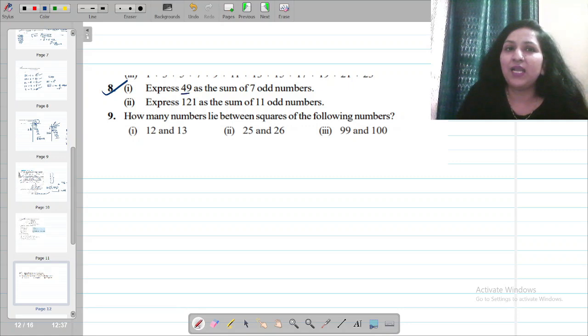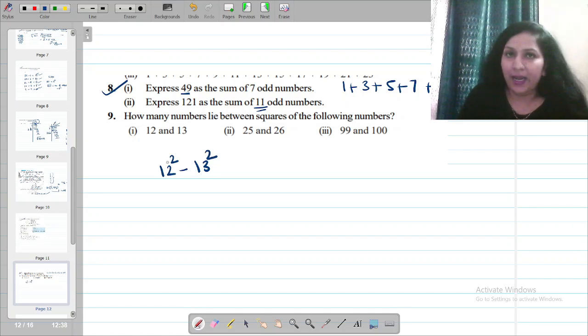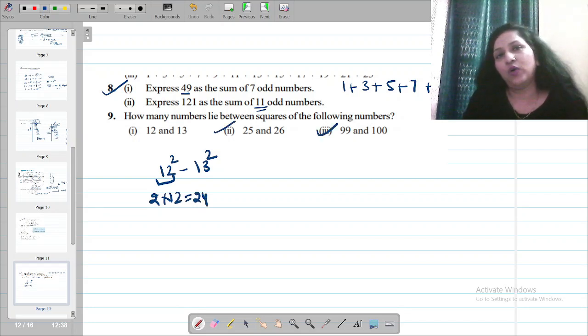For example, say 49 as the sum of 7 odd numbers. Which series do we take? It is 1, 2, 3, 4, 5, 6 and 7. Okay, 7 odd numbers are there and 7 squared is 49. In a similar manner, if you continue this series till 11 odd numbers, you will get this answer. How many numbers lie between the squares of these numbers? That means how many numbers between 12 squared and 13 squared? I told you, double of the smaller number. So 2 times 12, the answer is 24, and the same rule will be followed for these two.